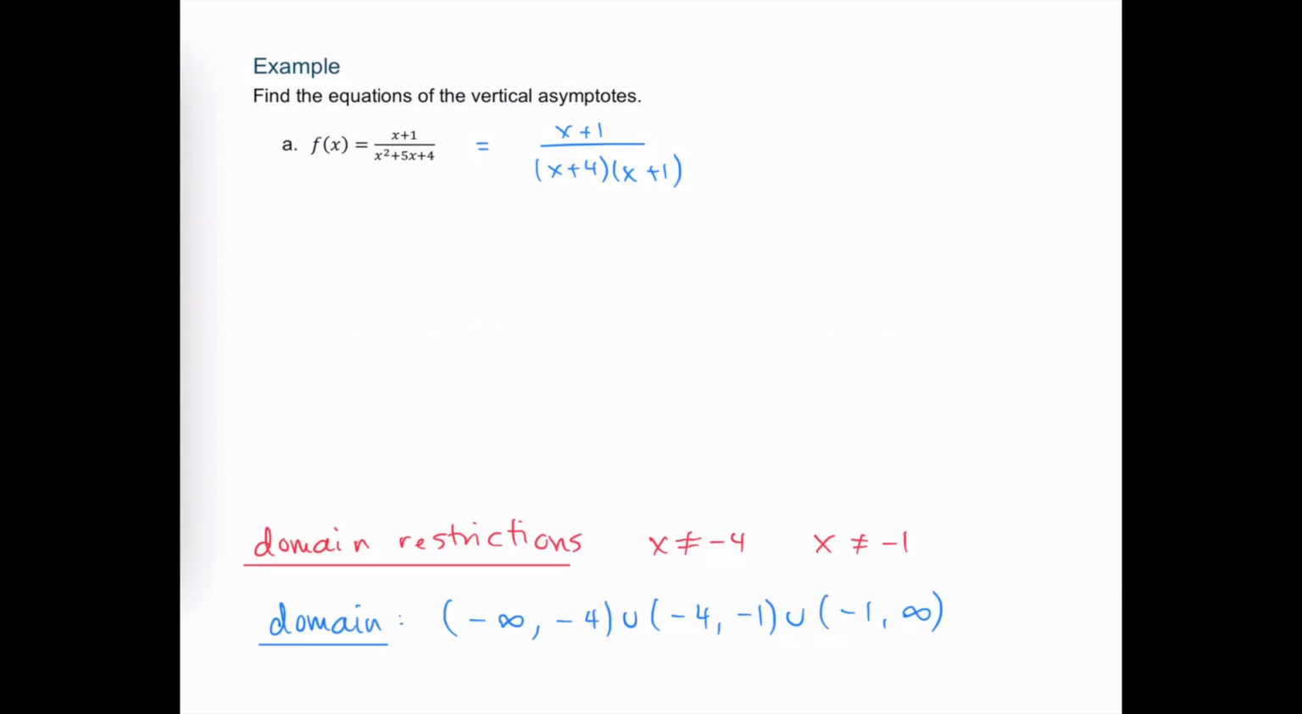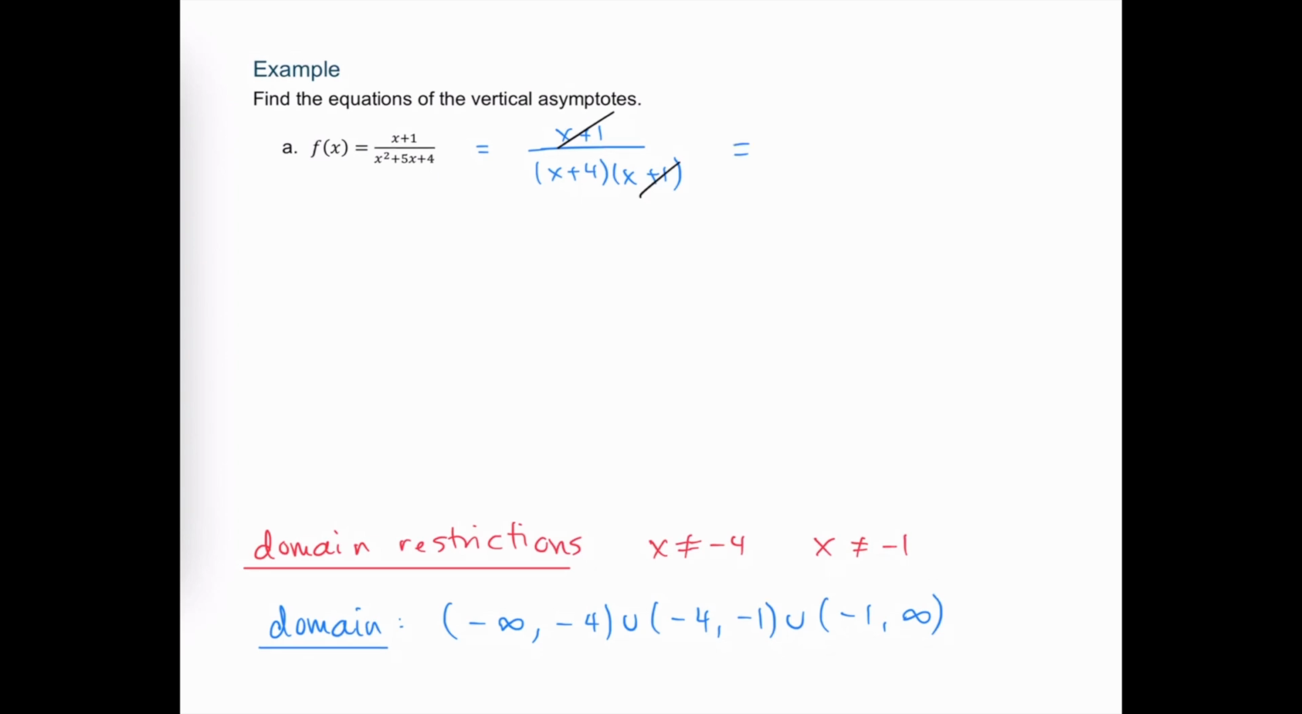However, to find the vertical asymptotes, we want to go ahead and simplify this rational function. When the factors x plus 1 cancel out, we are left with 1 over x plus 4, but notice this is not equal to the original function until we impose the domain restriction that was lost in the simplify step. The original rational function had these two domain restrictions, and therefore the rational function that it simplifies down to must also have these same domain restrictions.